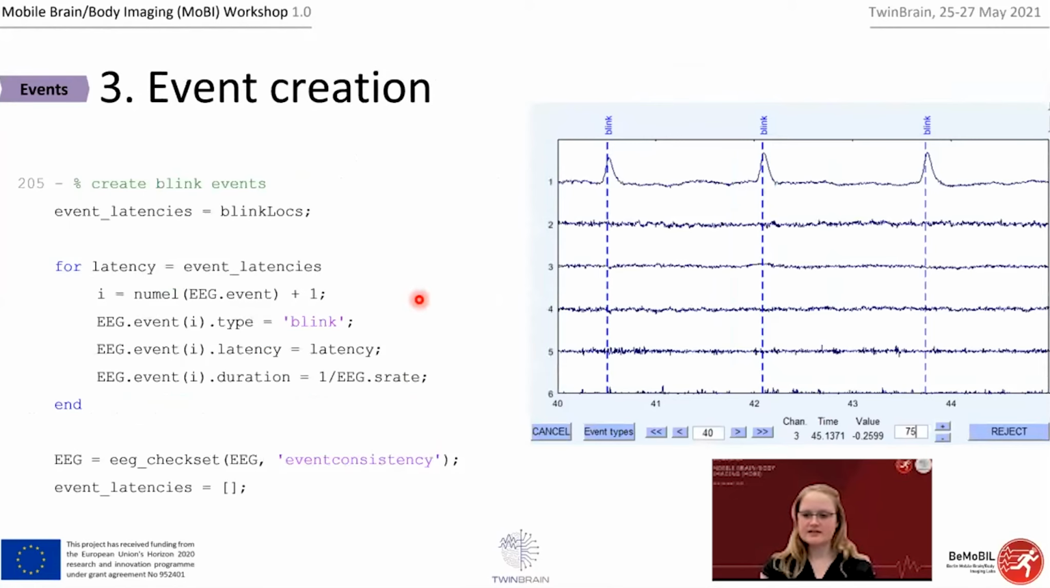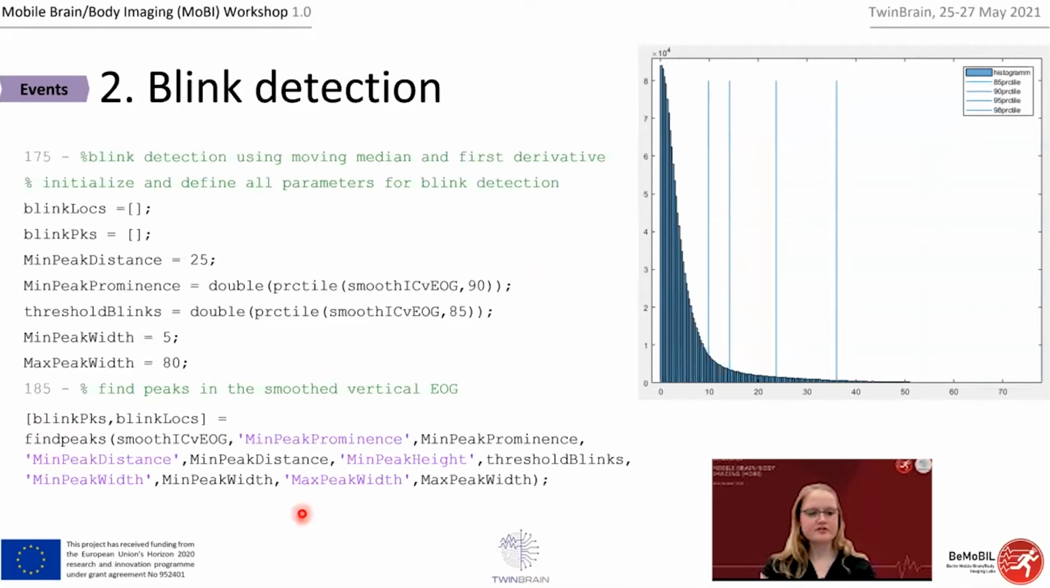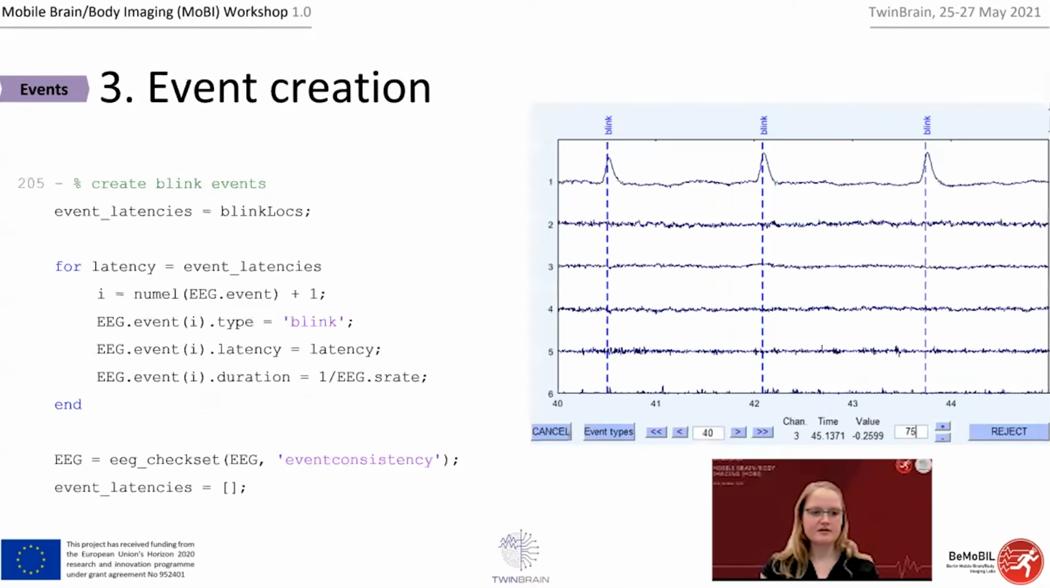And then the next step, we can use those blink peaks. Well, let's go back. So this function gives you back the blink peaks and the blink locations. So you can use the blink locations. In general, it's peak locations, of course, but in this case, it's the blink. And those blink locations you can use to define the event latencies and then create the EEG events, how they are meant to be in an EEG struct.